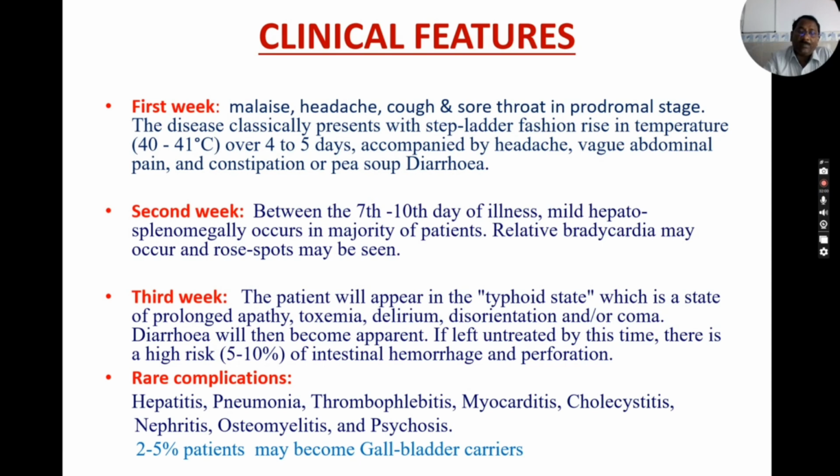And rare complications: hepatitis, pneumonia, thrombophlebitis, myocarditis, cholecystitis, nephritis, osteomyelitis, and sometimes psychosis, psychotic behavior. Okay. So 2 to 5% of patients may become gallbladder carriers, so chronic carriers. So this is about our clinical features in the first week, second week, third week, and finally rare complications, almost all organs in the body. Your brain will be involved, heart will be involved, lungs will be involved, spine will be involved, bones will be involved, and finally your mind also will be involved in psychosis.